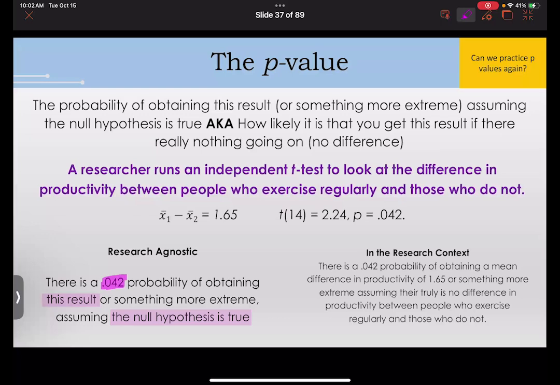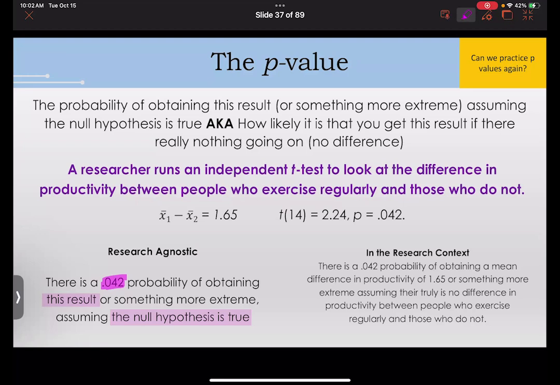There's a 0.042 probability of obtaining this result or something more extreme, assuming the null hypothesis is true. So our job is to take this result and the null hypothesis part and put that back into context. When I say into context, I'm going to define it more clearly for you. Into context means a researcher understands what you're talking about. So if you just say the probability of getting a mean difference of 4.7 or something more extreme, that's not really in context, right?